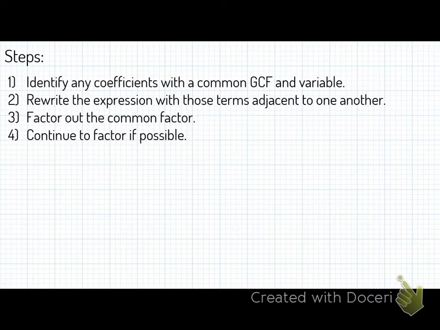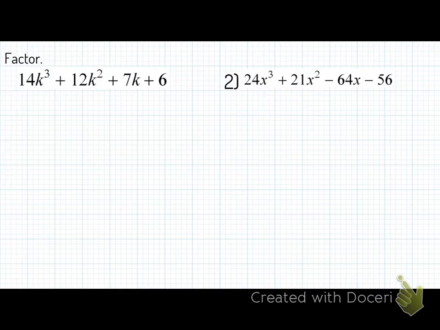Okay, if you're on the video, here are the steps. Same idea, we want to look at our GCF, factor by grouping, and move on with factoring. Numbers 1 and 2. Okay, here we go. First thing I want to do, number 1, 14k cubed plus 12k squared plus 7k plus 6. Okay, eyes up here, please.